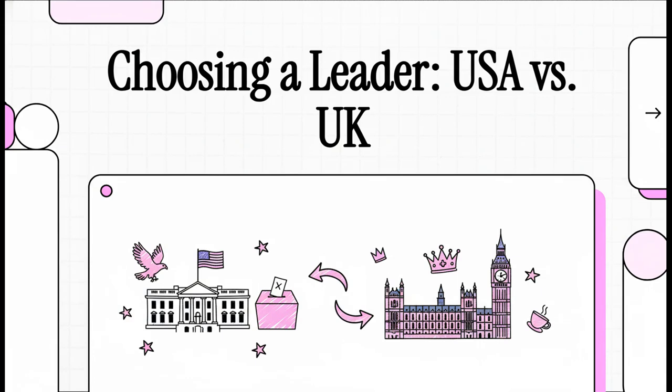At first glance, you might think the US and the UK are pretty similar democracies, but the way they choose their leaders? Whoa, they're on completely different planets. So today, we're going to break down those two wildly different paths to power.